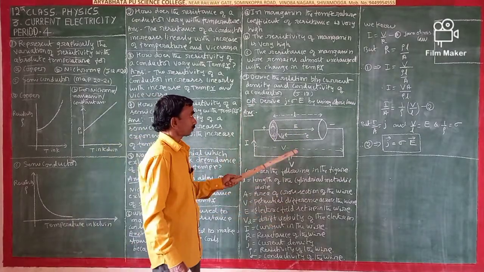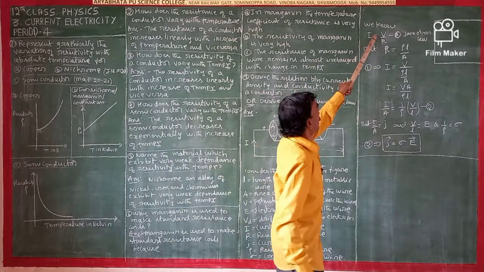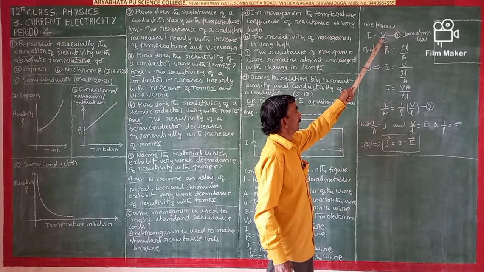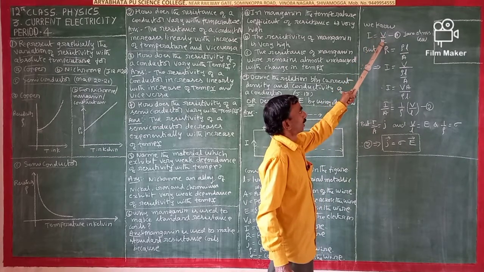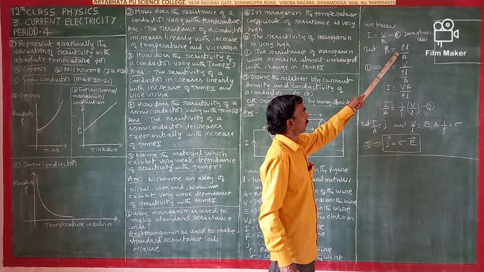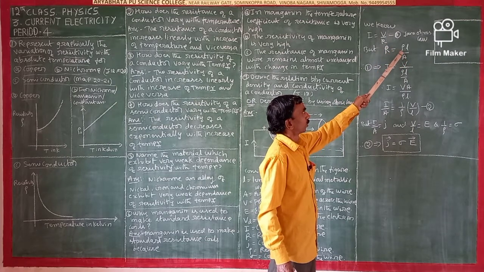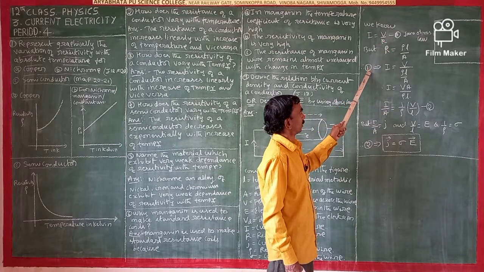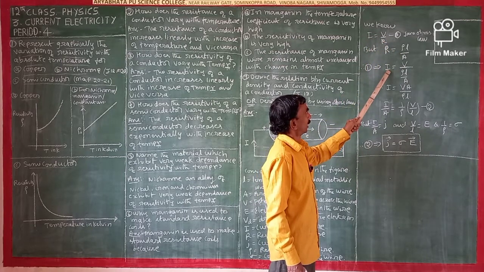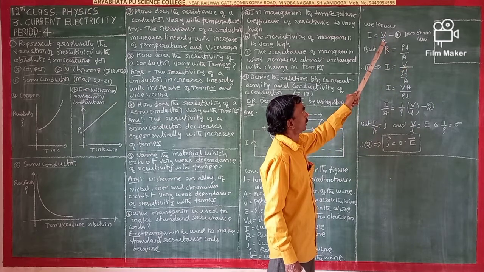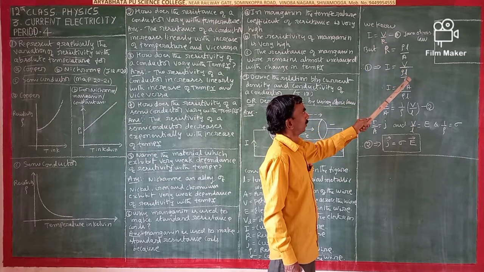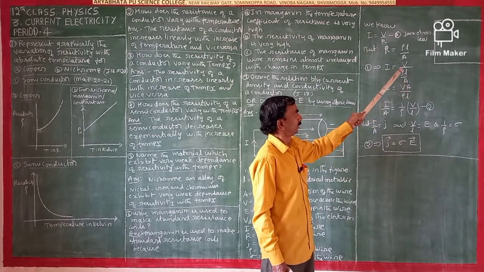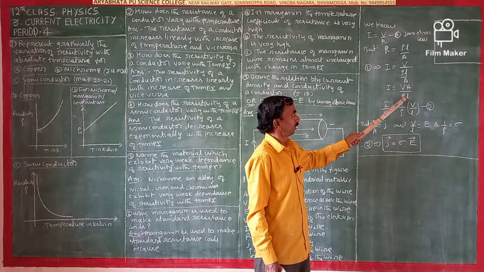So next, using Ohm's law, we know I is equal to V by R from Ohm's law derivation. V is equal to IR, so I is equal to V by R. But R is equal to rho L by A. So substitute this into equation 1: I is as it is, V as it is, and instead of R we put rho L by A. The denominator of the denominator becomes numerator, so I is equal to VA by rho L.